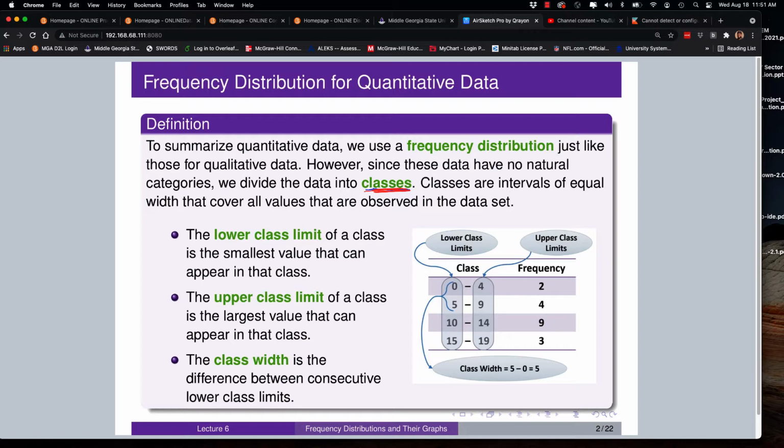So each class will correspond to a certain section of the data that we count. We'll end up using that to make a histogram or graph that gives us the heights of our bars. Each class is constructed of what they call a lower class limit and an upper class limit, and each one has what we call a class width.